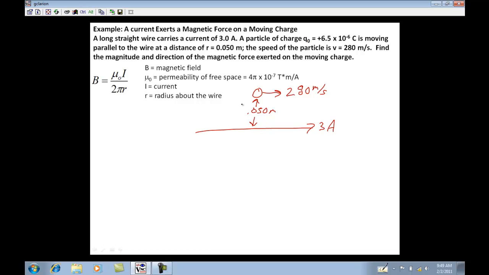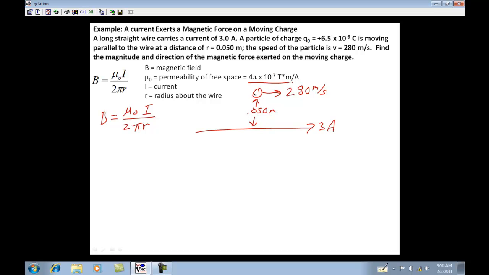It says find the magnitude and direction of the magnetic force exerted on the moving charge. So first of all, I have to find the magnetic field. That'll be mu sub 0 I, where mu is this value here, over 2 pi r. So I've got a magnetic field at this location right here.